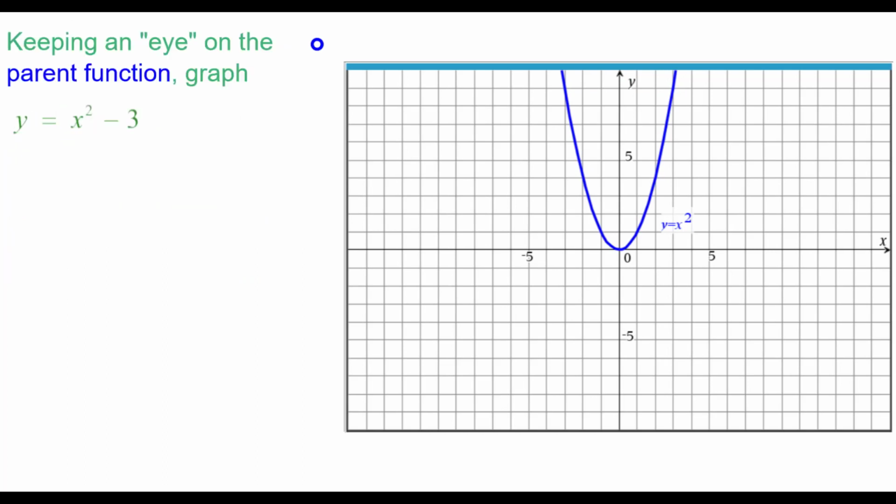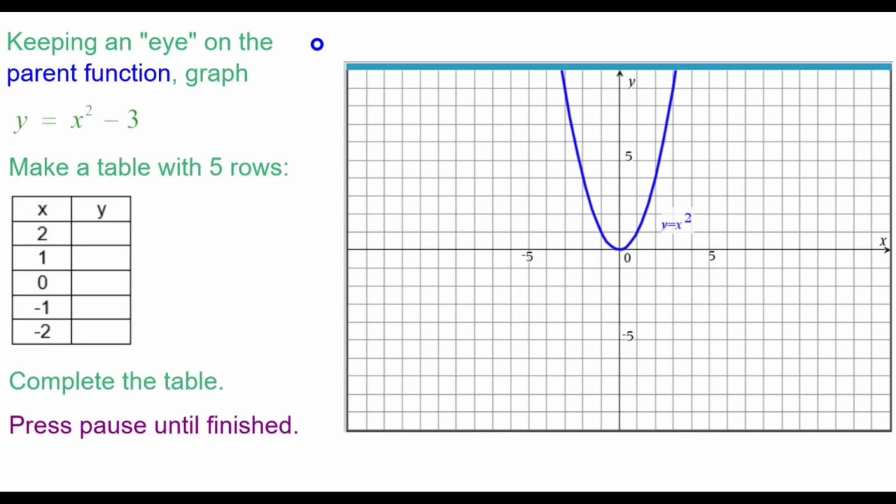Now, keeping an eye on this parent function, we want to graph y equals x squared minus 3. So we'll start by making a table that has 5 rows. I'd like you to go ahead and complete this table. Press pause until you're finished.